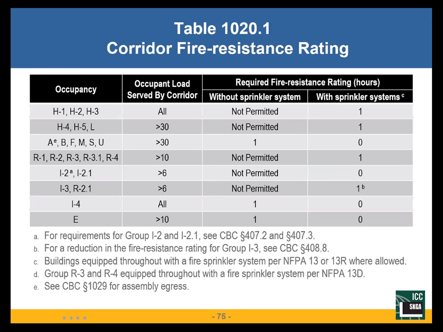When does my corridor need to be rated? We have another table. Based on the occupancy, the occupant load, and then is the building sprinklered? So when I look at this, I say, okay, I've got an A occupancy. Occupant load's greater than 30 because it's an A, and I've got 80 occupants. Not sprinklered, I need 1 hour construction for my corridor. It is sprinklered, no rated corridor.